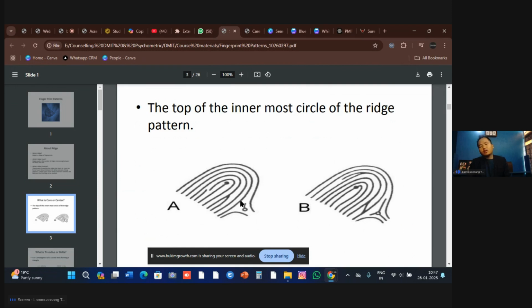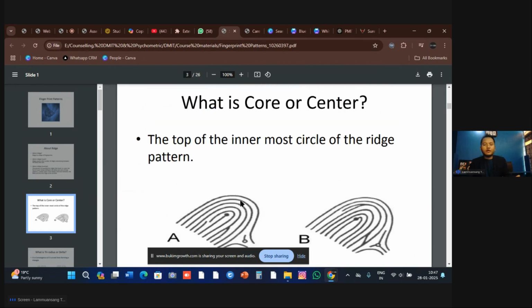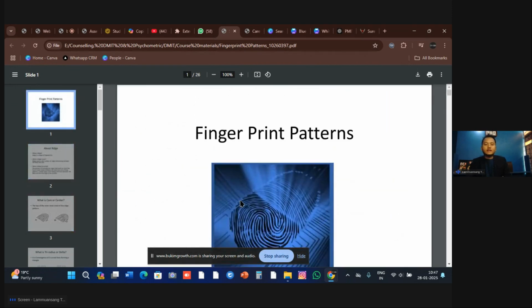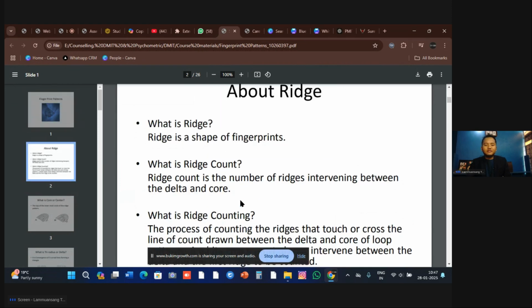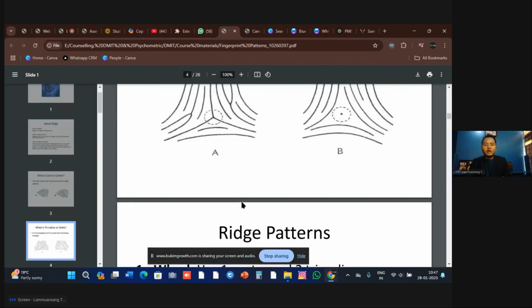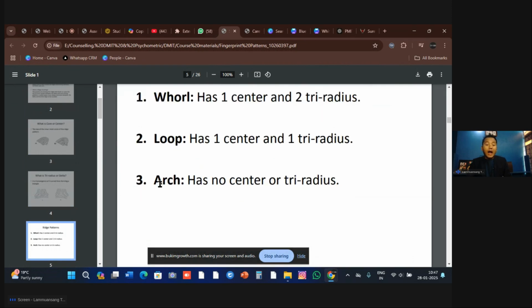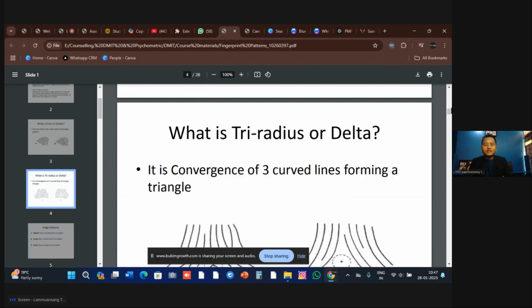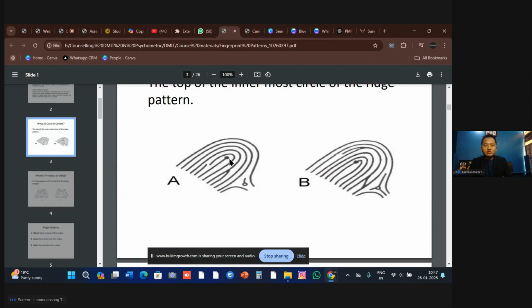Now, what kind of fingerprint will not have a center? Can you answer me? What kind of fingerprint will not have a center? Arc, arch. Arc has no center, no tri-radius. Remember, if you happen to have an arc fingerprint, you will not be able to see a center or tri-radius. Now you will begin to understand the center, right? The center is just this one.